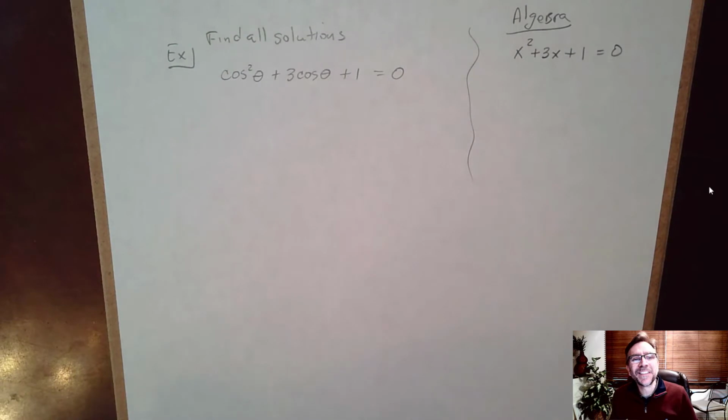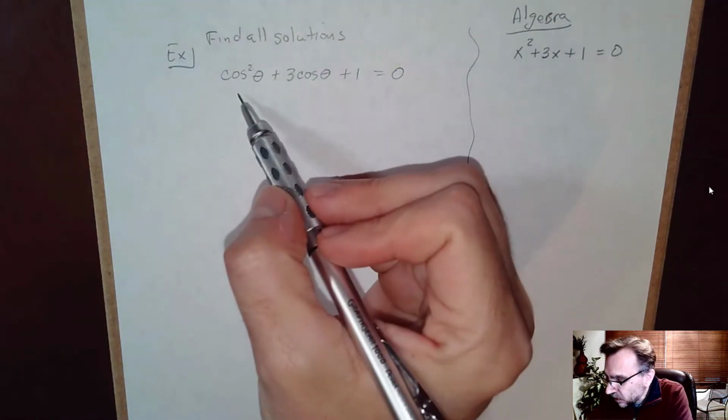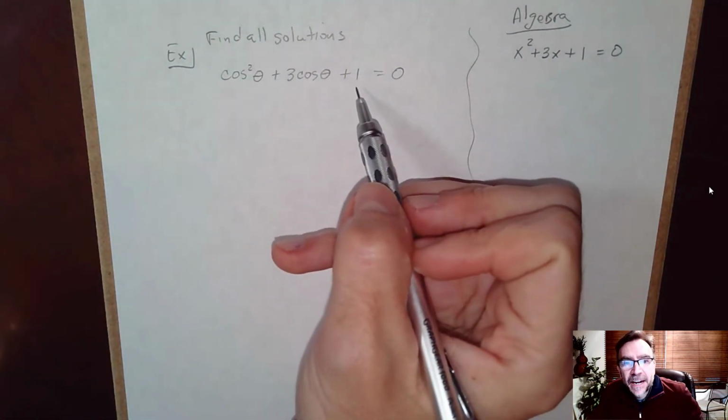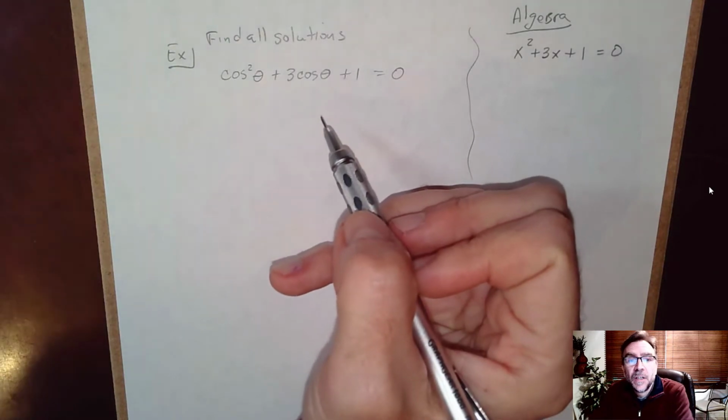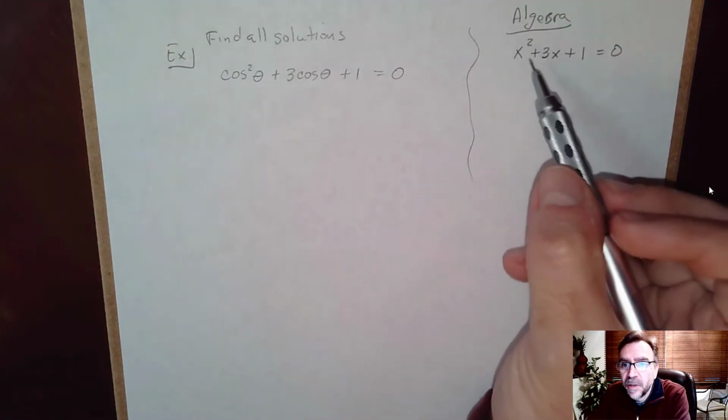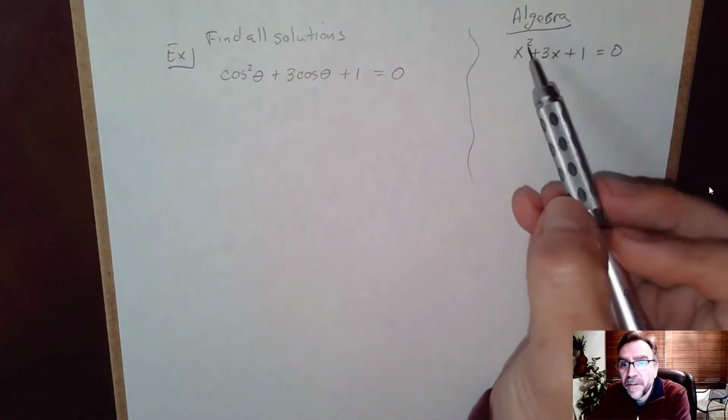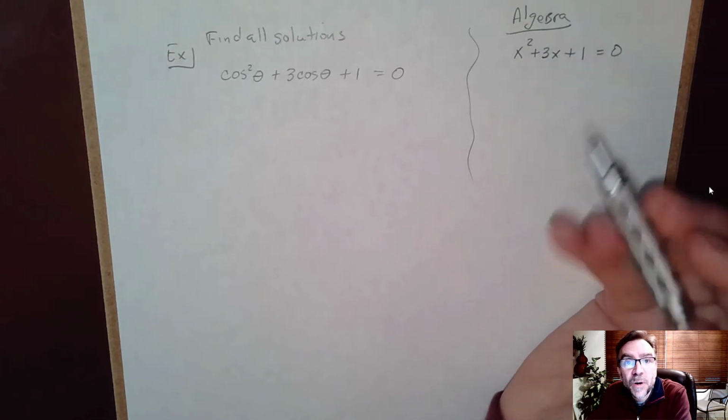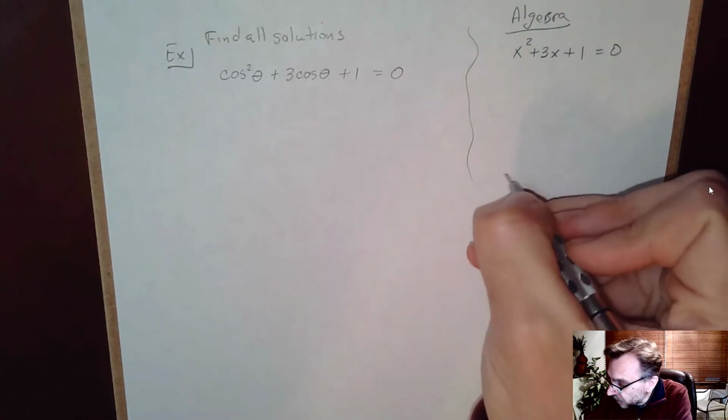Okay, next we're going to talk about a quadratic that doesn't factor, but it's a trinomial. So let's first think about algebra. When it doesn't factor and you're trying to find the two solutions, remember you have the quadratic formula. So you're going to have to memorize that.